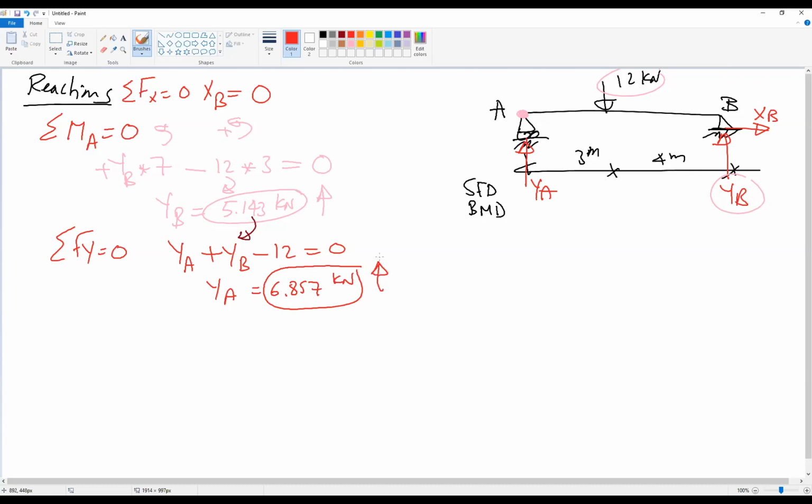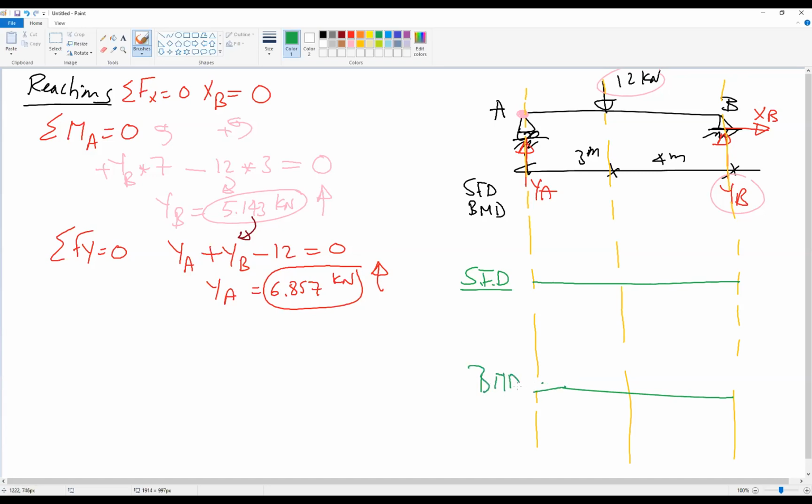Okay, so now we have found the reactions. The second step is to draw the shear force diagram and bending moment diagram. As we know, we have to draw datums and guidelines. This is our datum for shear, and this is our datum for moment. How many sections, or how many cuts, do we need? Cut 1, cut 2, cut 3, cut 4, at the end and the beginning of the beam, before and after the concentrated load.